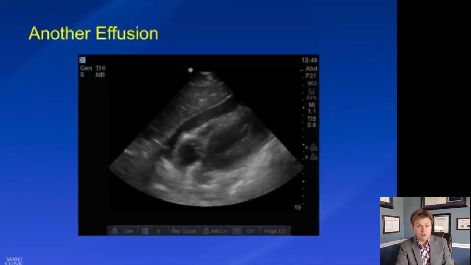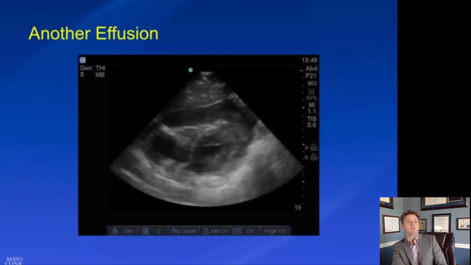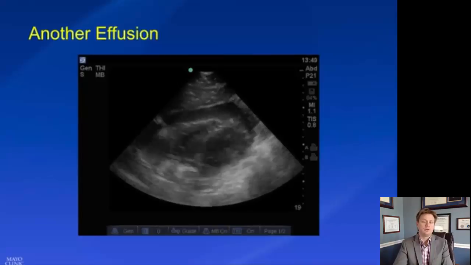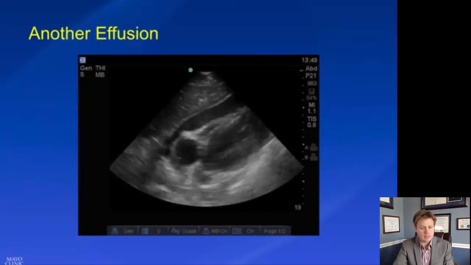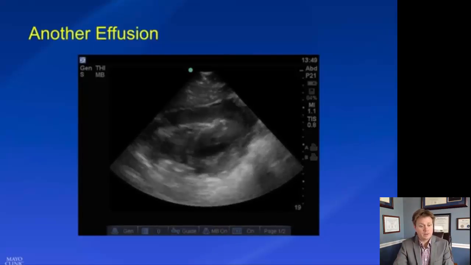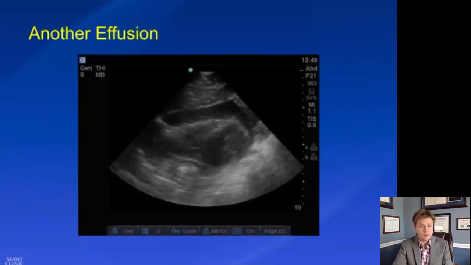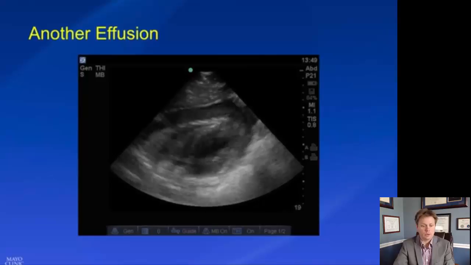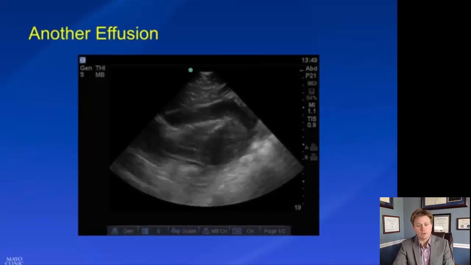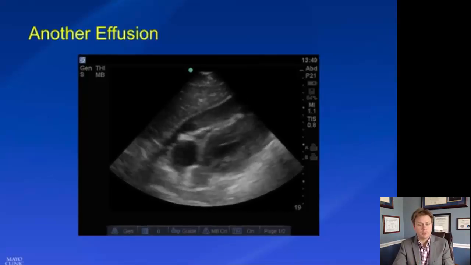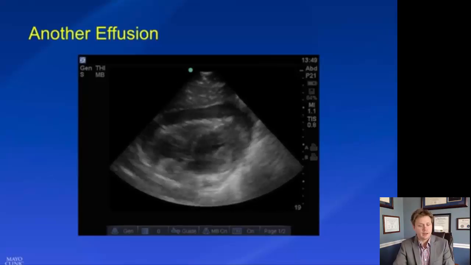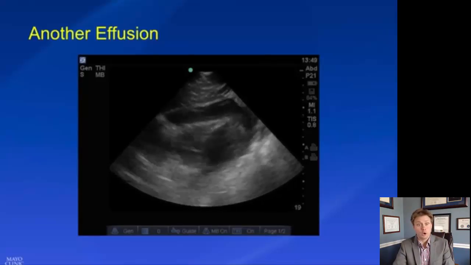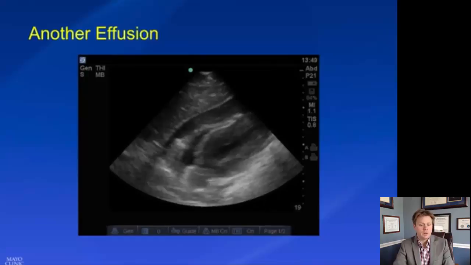Now here is another effusion. This was my patient at the trauma center last year, a prisoner who was shanked with a shiv, and he is coming in with this effusion seen in the subcostal view, and this does represent acute pericardial tamponade because we can see here that the right ventricle, which is, remember, the first chamber that we'll see on the other side of the diaphragm, is barely opening during diastole.